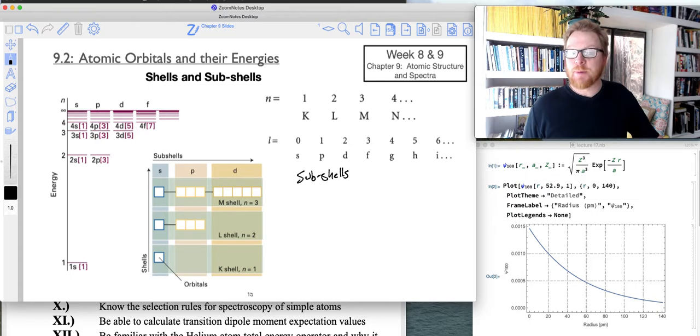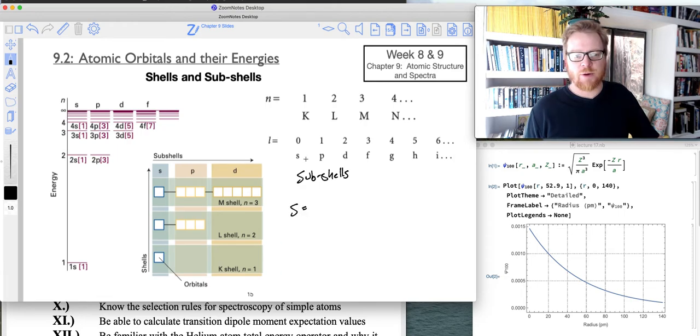Okay, so what's probably familiar to you are the subshells, s, p, d, f, etc., corresponding to l equals 0, l equals 1, l equals 2, l equals 3, and so forth. Okay. So maybe something you might not be familiar with.